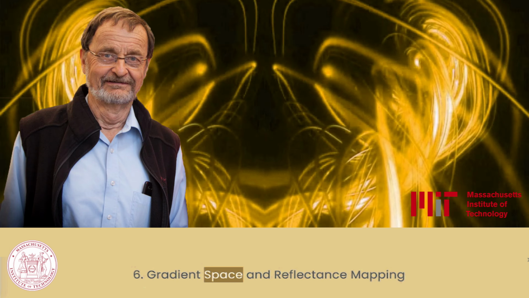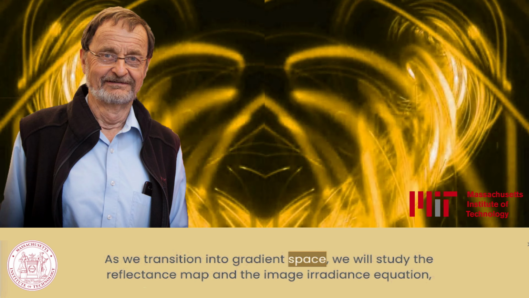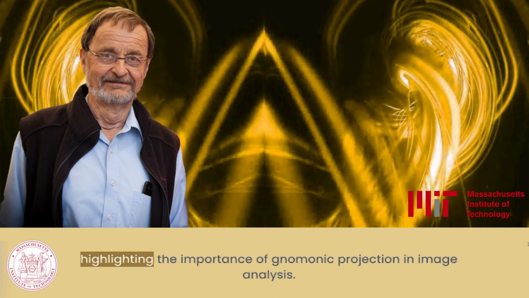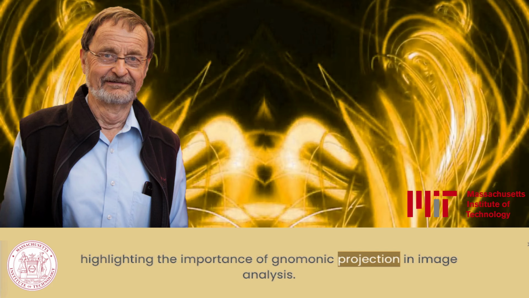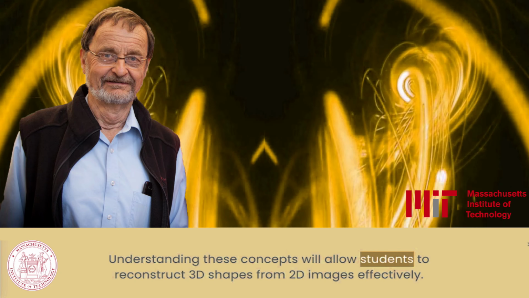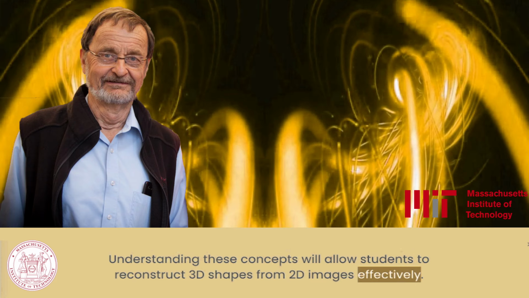6. Gradient space and reflectance mapping. As we transition into gradient space, we will study the reflectance map and the image irradiance equation, highlighting the importance of stereographic projection in image analysis. Understanding these concepts will allow students to reconstruct 3D shapes from 2D images effectively.